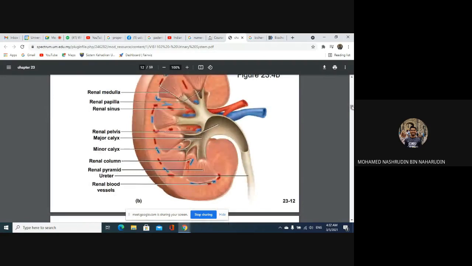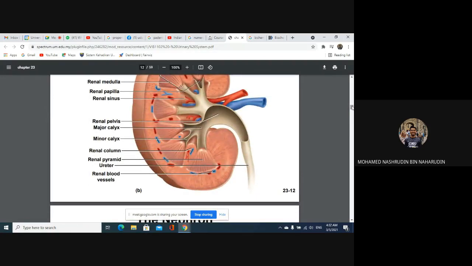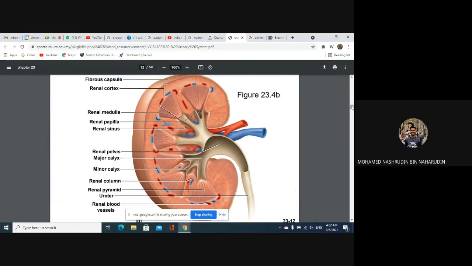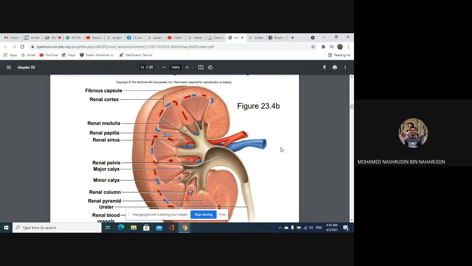So these are the pictures of the anatomy of a kidney. This is the hilum, where you receive the ureter, all the blood vessels, and also nerves. This is the concave side, and this is the convex side, the outside lateral part of the kidney.